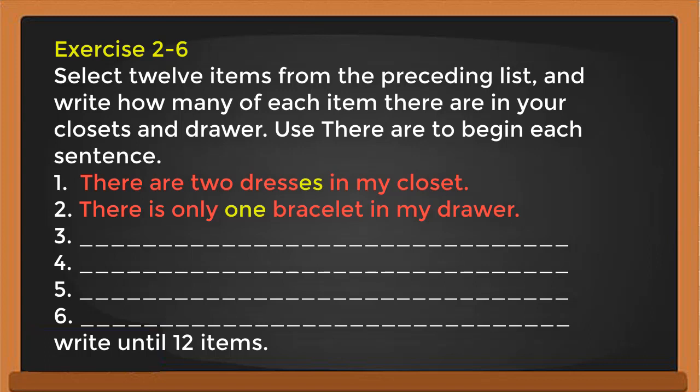Okay, for example, I choose this dress. So I will write there are 2 dresses in my closet. And then I chose bracelet. There is only 1 bracelet in my drawer. Okay, the next one, you can do it on your own using the 12 items from the preceding list.